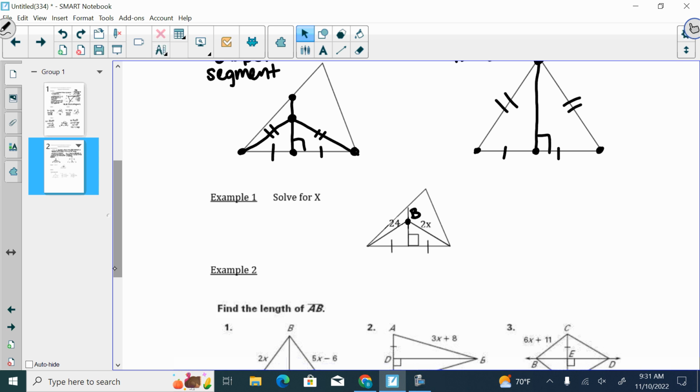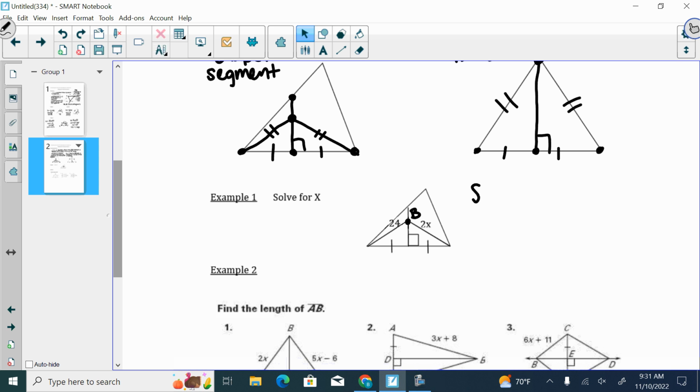Well, if this is a perpendicular bisector, which it does appear to be, because we got the 90-degree angle and it split it into 2 congruent segments there on the bottom, what do I know about the 2 pieces that they marked as 24 and 2x? They should be congruent, right?